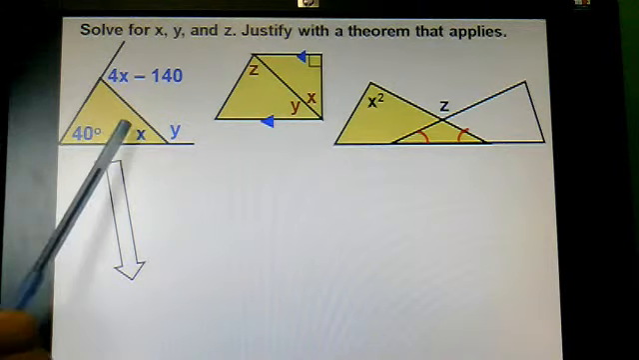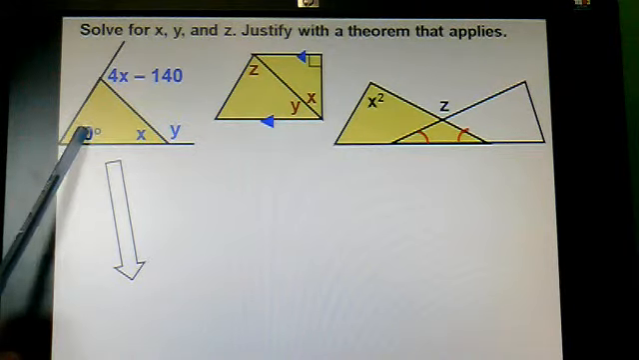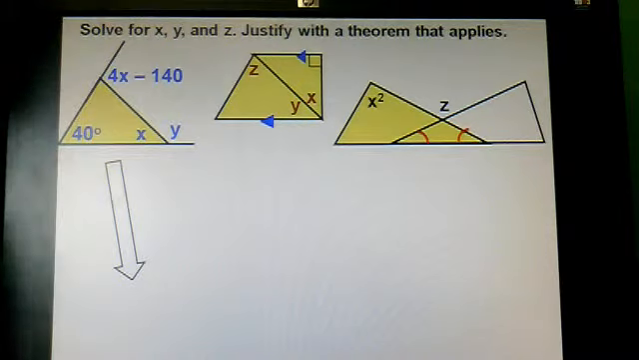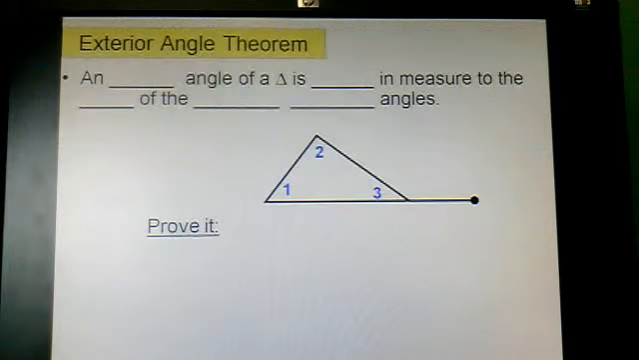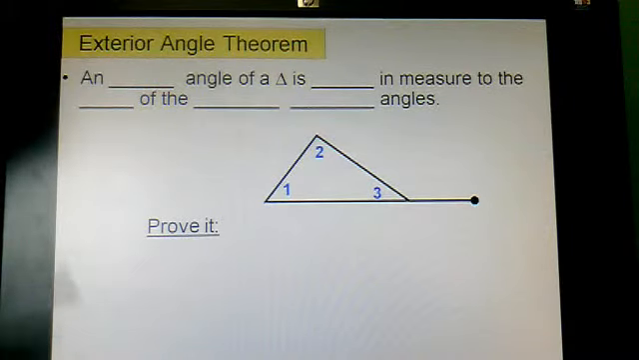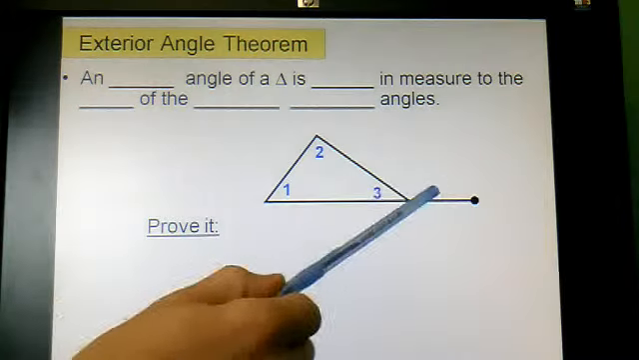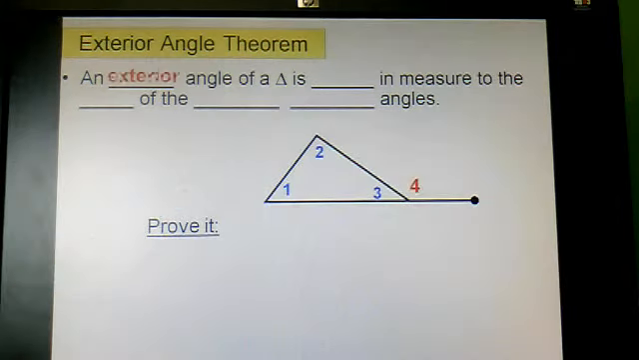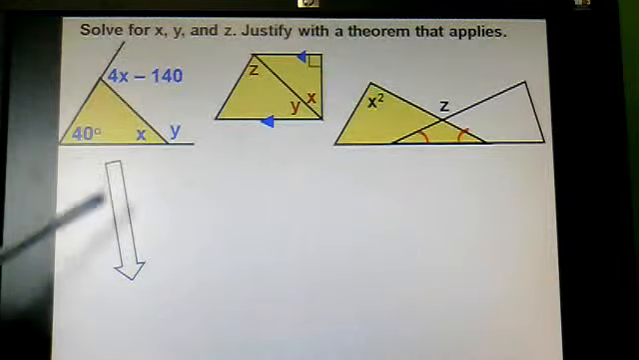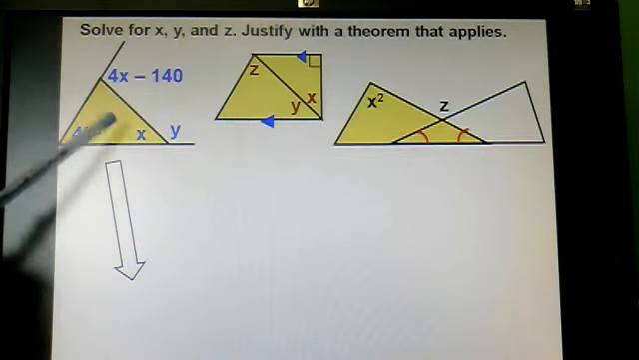So hopefully you recognize that these two are remote interiors to that exterior angle, which is the theorem that was just covered, 2 seconds ago on this thing. This angle is equal to the sum of these two. It's just an application of that theorem again. This angle is equal to the sum of these two.